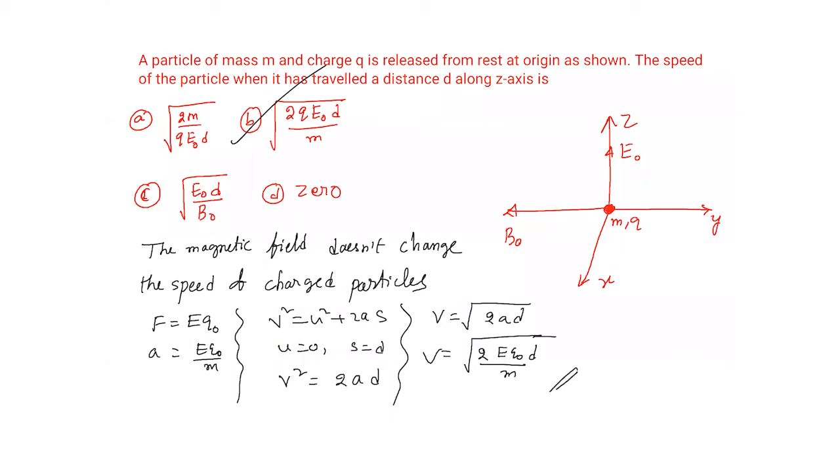So remember, speed will not be changed by the magnetic field. The magnetic field has no role in changing the speed. It can change the direction, yes. It will change the direction, but not the speed, meaning the magnitude. That is the logic. Learn, children. Okay, children. Next.